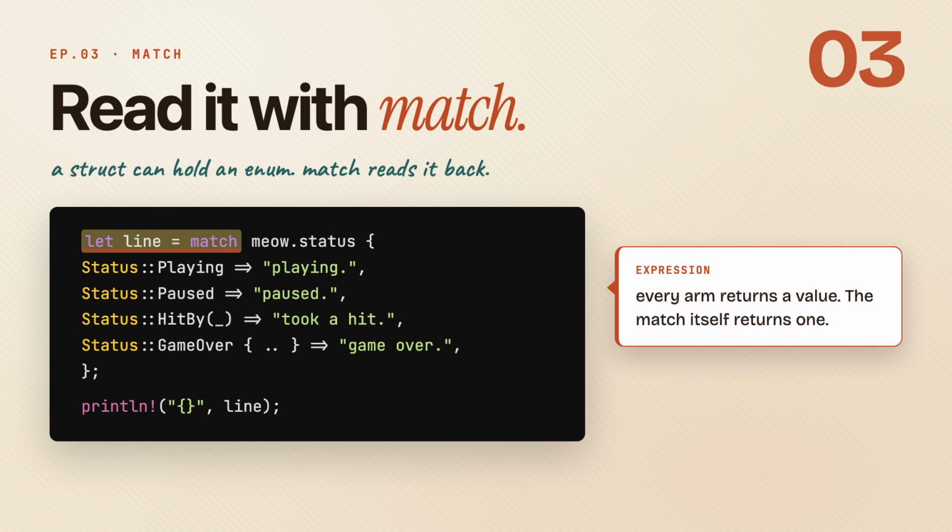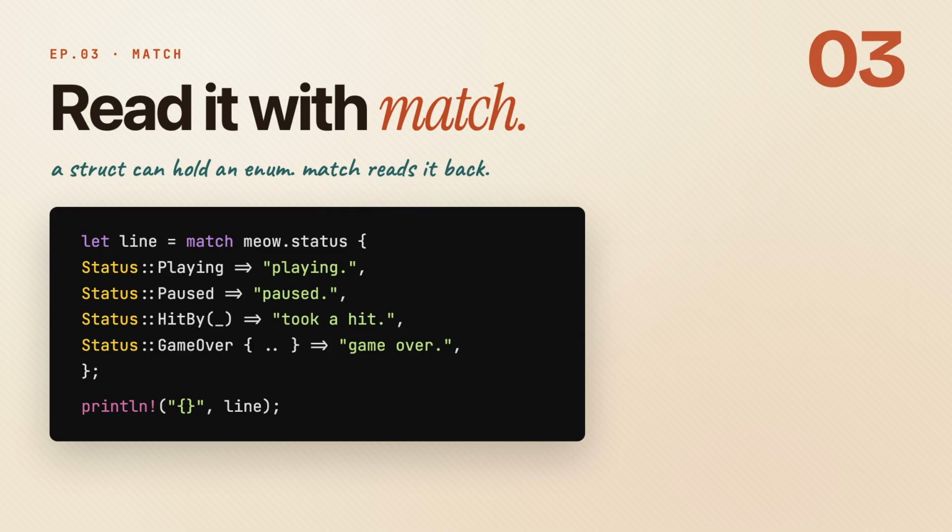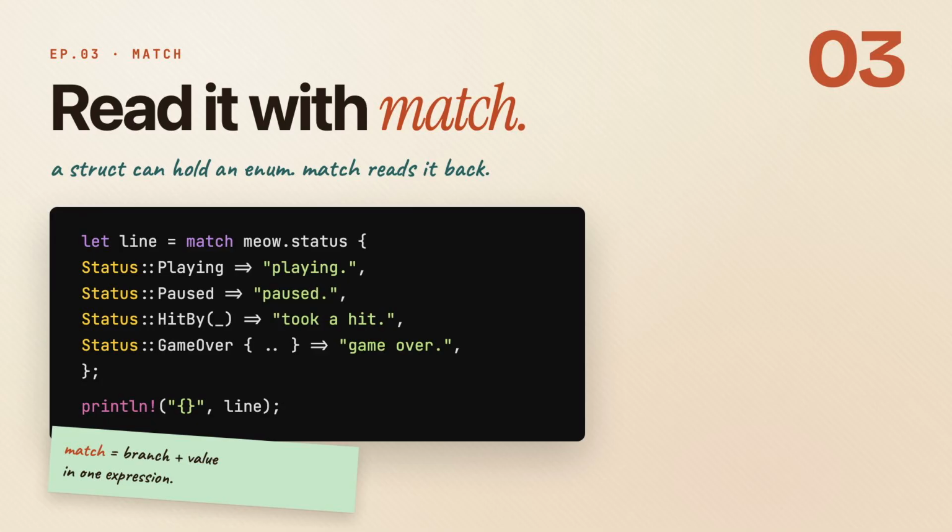And here is the part people from older languages do not expect. Match is an expression. Every arm returns a value. The whole match returns a value. You can put it on the right side of a let, one line, one of the 4 answers, ready to assign. And when a variant carries data, the pattern can pull it out. The next scene is just that. Match is branch plus value in one expression.